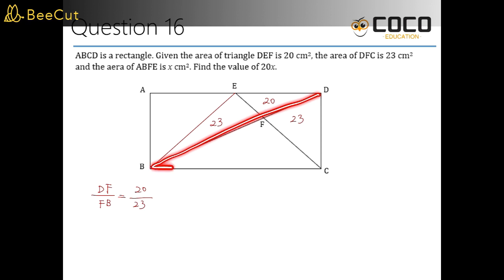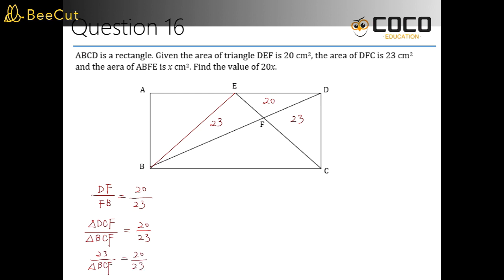Then we check these two triangles below. So the area ratio is the same because the base ratio is the same. It's 20 to 23. So we will get the area of triangle BDCF over the area of triangle BCF equals the base ratio 20 over 23. Let's put in the value. So 23 over area of triangle BCF equals 20 over 23.